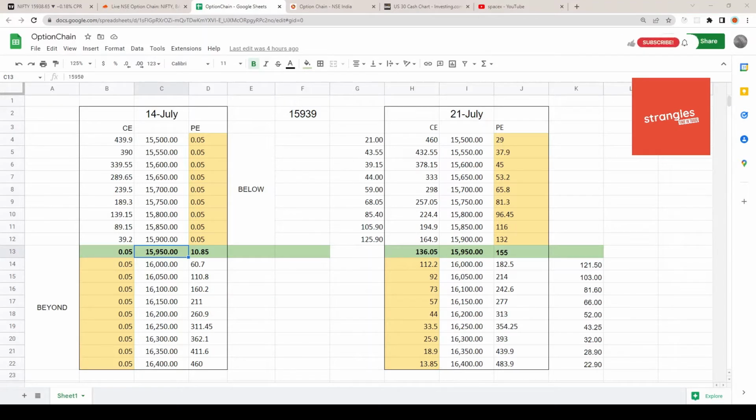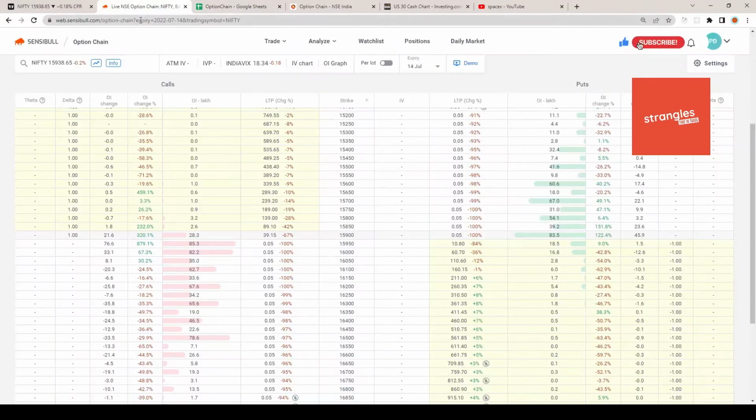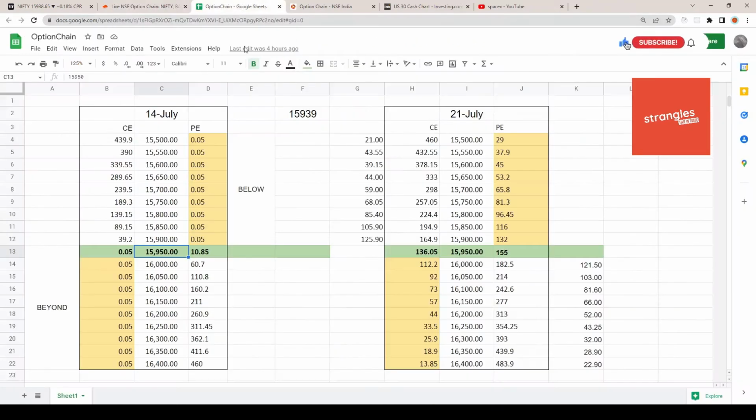So this is today's expiry. Today Nifty expired at approximately 15,940. This is the snapshot of the expiry taken after 3:30 p.m. today, which you see on the left-hand side of this Excel sheet. And this is another snapshot of our current expiry, that is 21st of July.